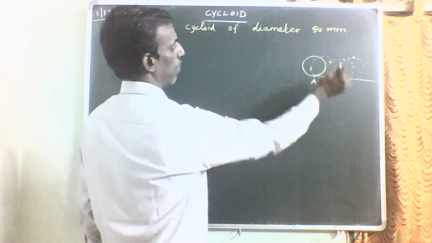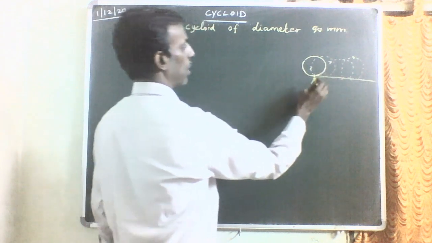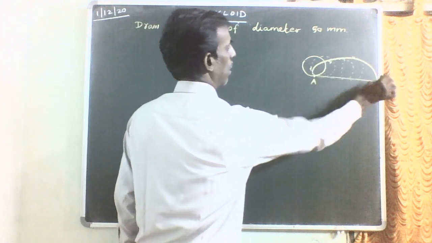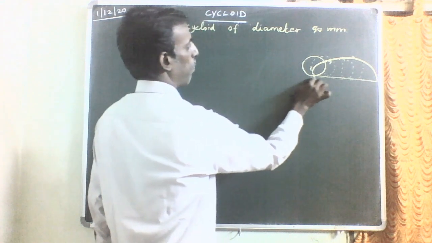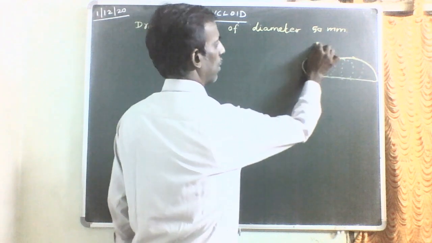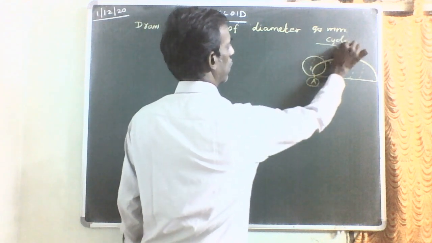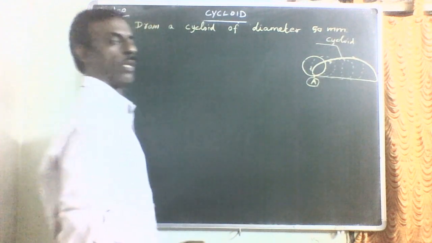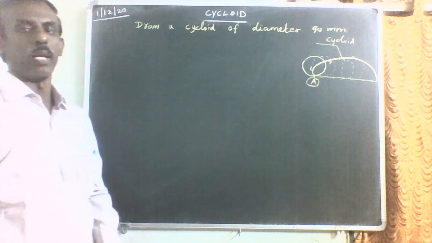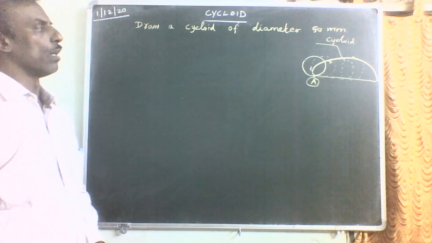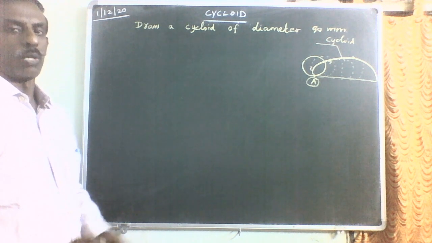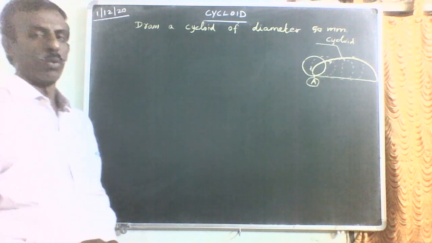So, ultimately, after one full revolution, the path traced by the point A on the circle will generate the curve called the cycloidal curve. So, cycloid means when a circle rolls on a straight line, the curve generated by the point A will be called the cycloidal curve. So, how to draw the cycloidal curve? That's what we are going to see in this video.